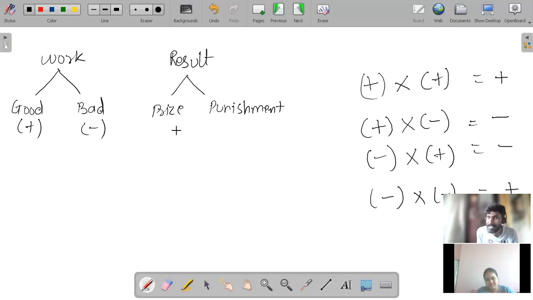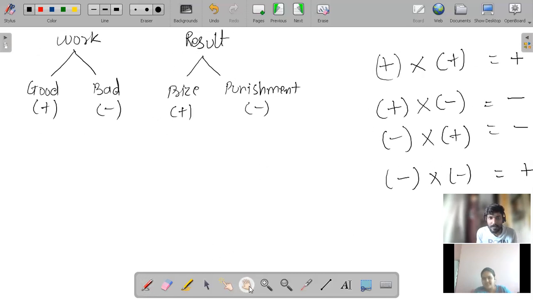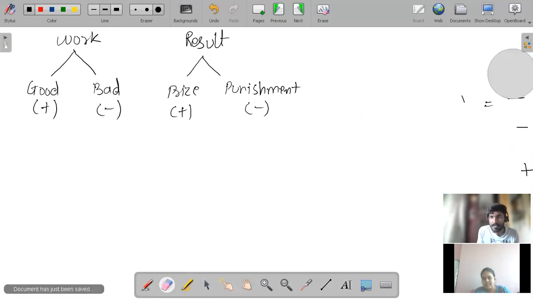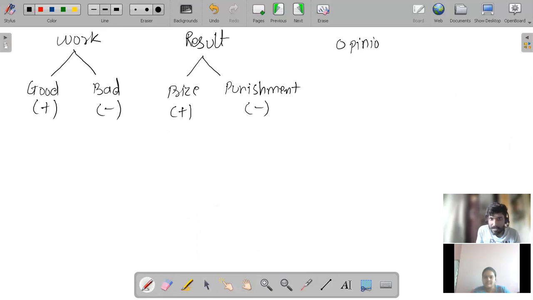Now, similarly, as the name suggests, prize will be something positive, punishment something negative. So I'll just erase this, and I'll call the third factor opinion, that means favoring opinion, yes, and no. Similarly, as the name suggests, yes is positive, no is negative. Let's see the very first case.